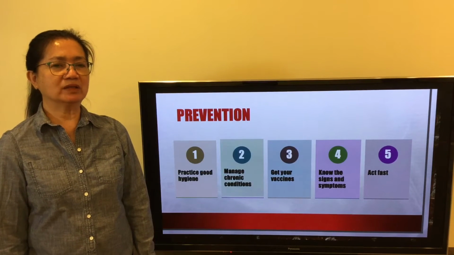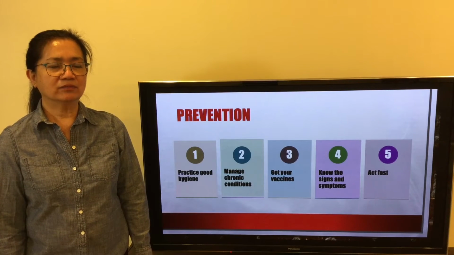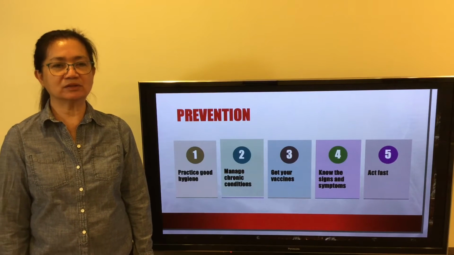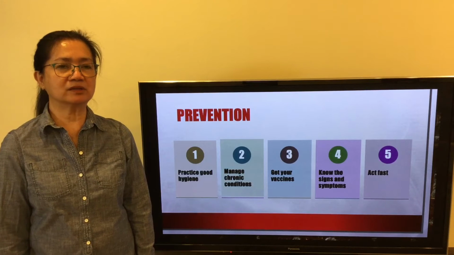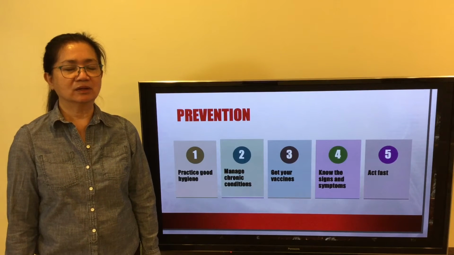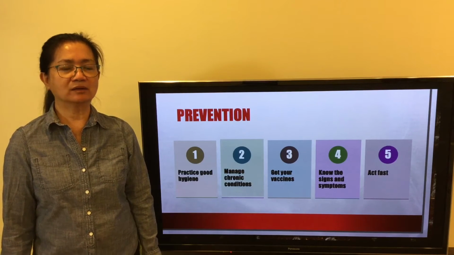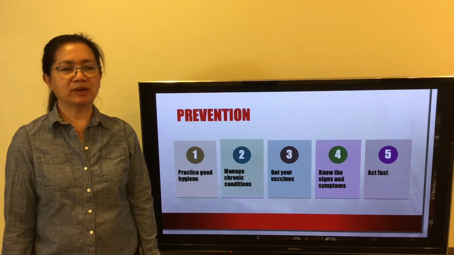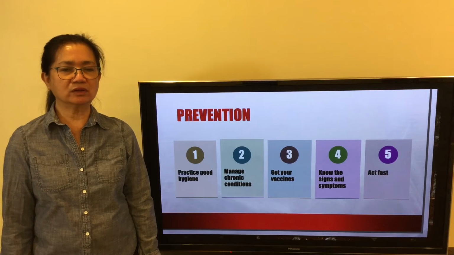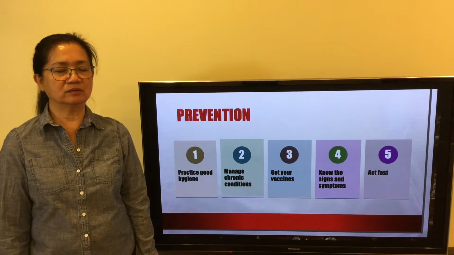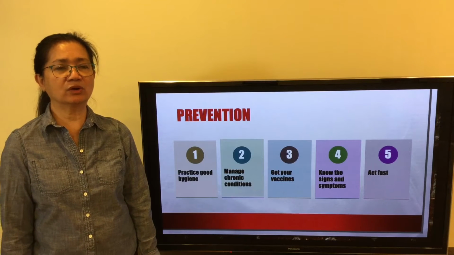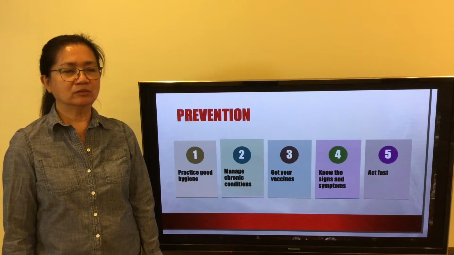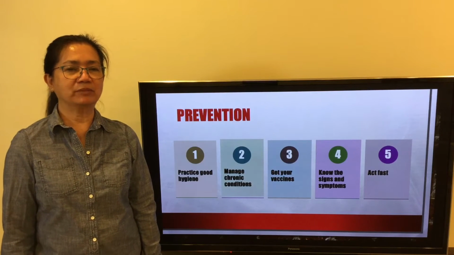So how do we prevent sepsis? The very first prevention that we can do is to prevent infection, and we can do that by practicing good hygiene, which we can start with good hand washing. Second, we can prevent sepsis by managing chronic conditions, such as diabetes or chronic kidney diseases. Make sure that you do your annual checkups and follow your medication regimen.